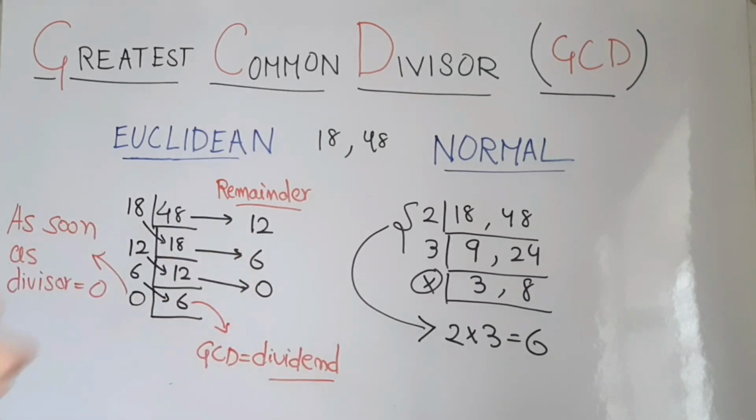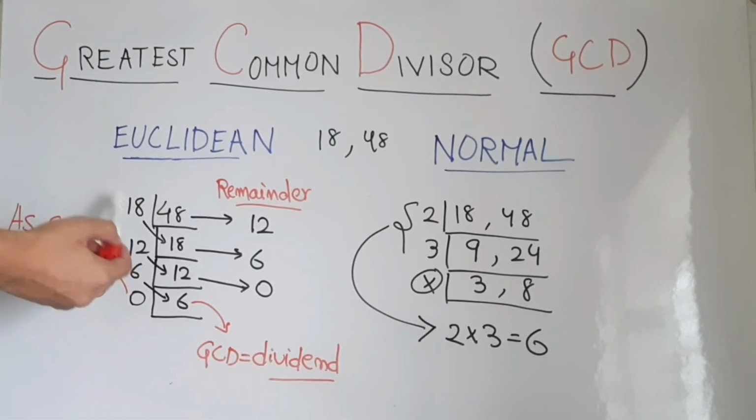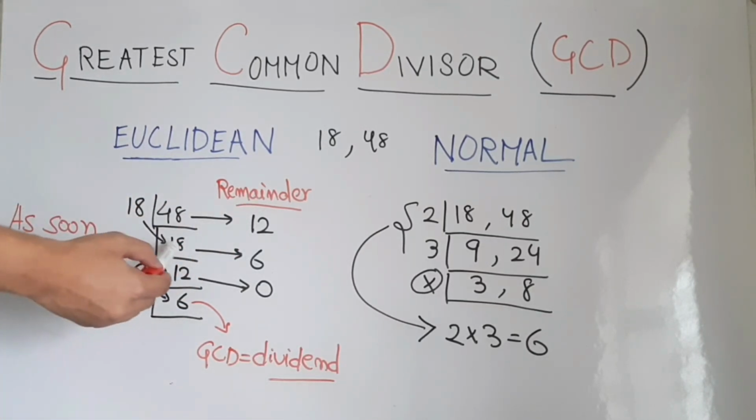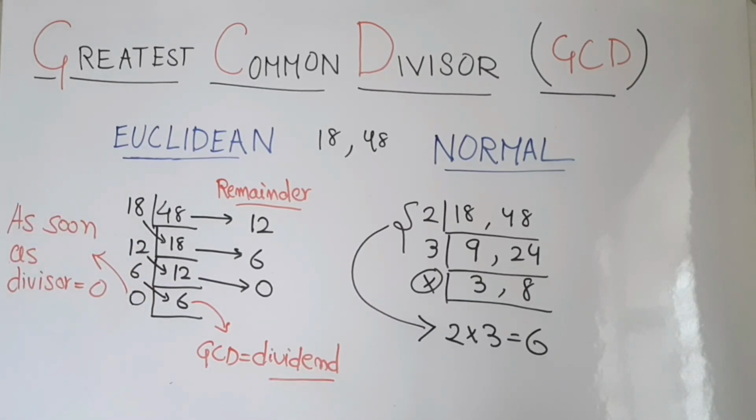So what did Euclid do here? Euclid took the greater number and divided it by the smaller number and took hold of the remainder. The next time he replaced the smaller number with the remainder and the greater number with the smaller number. He does this every time until the smaller number turns to 0. As soon as the smaller number becomes 0, the greater number, whichever it is, is the GCD.